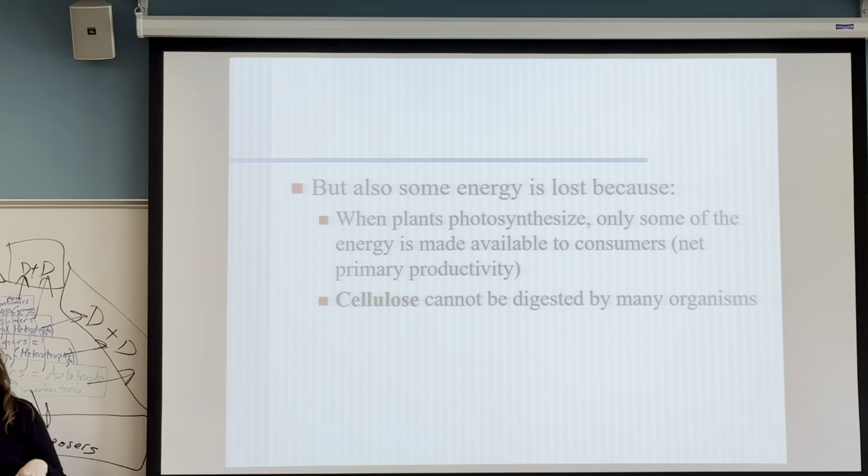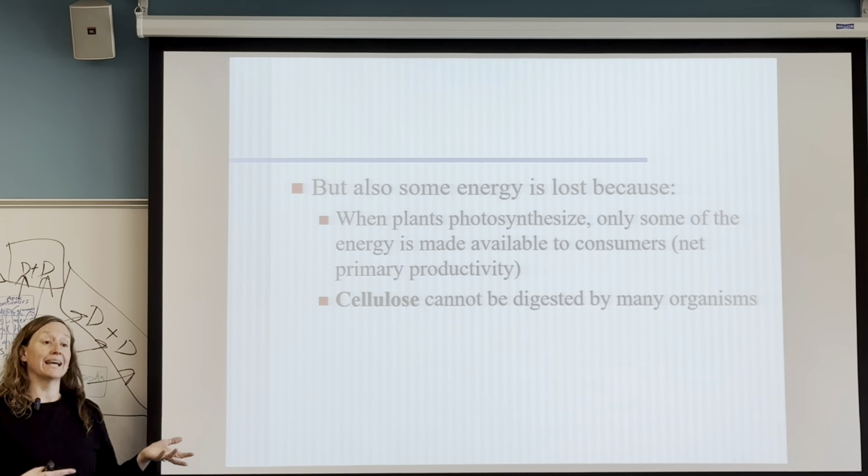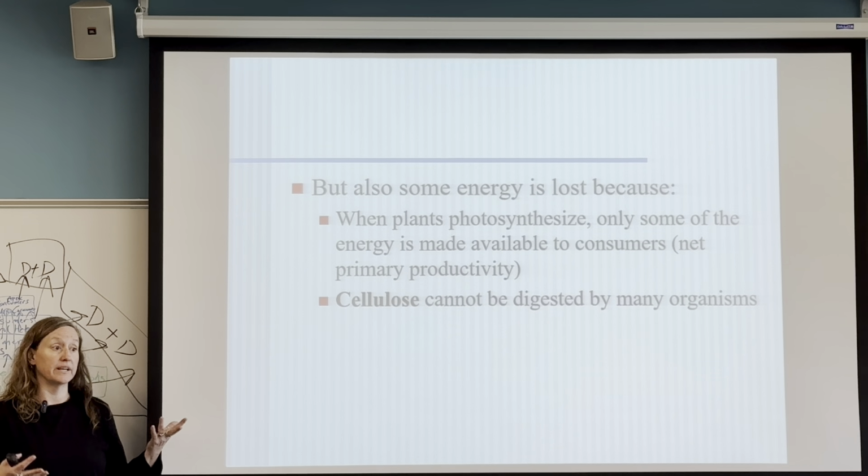Cellulose, which is a protective mechanism for a lot of plants, just means fiber. It's very difficult for most organisms to eat and process. So many organisms avoid certain kinds of plants because they're just too hard to eat.